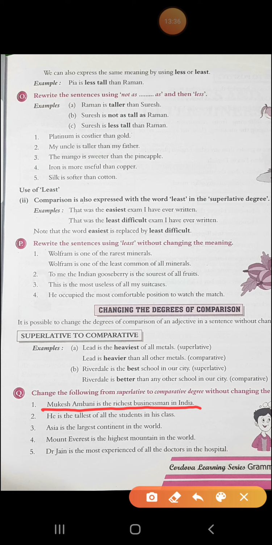See the second one. He is the tallest of all the students in his class. He is taller than all other students in his class. Then see the third. Asia is the largest continent in the world. Asia is larger than any other continent in the world. Fourth, Mount Everest is the highest mountain in the world. Mount Everest is higher than any other mountain in the world.